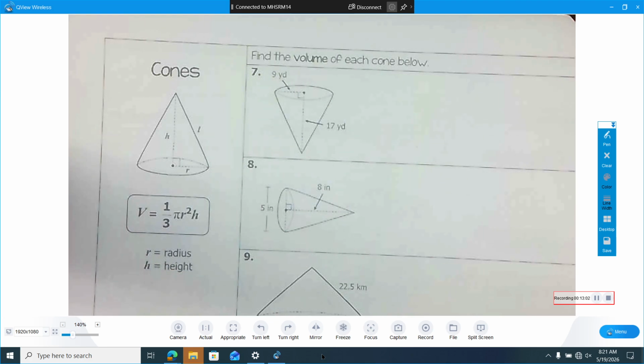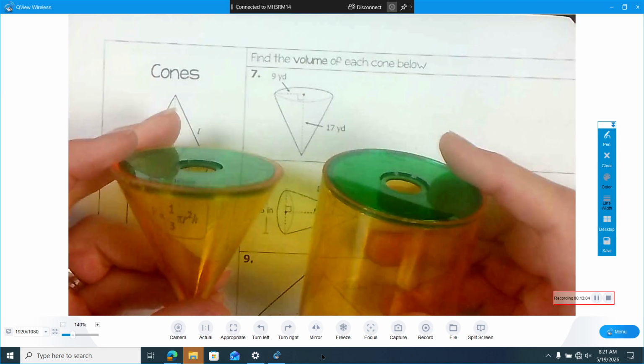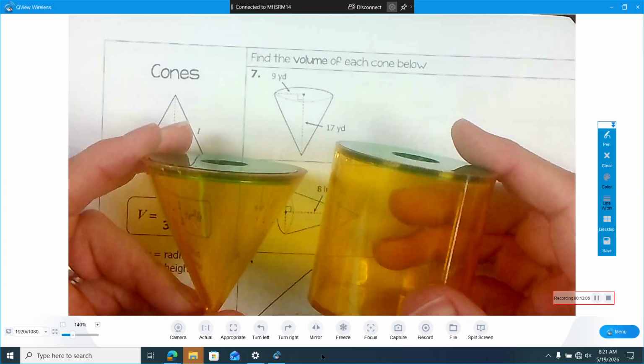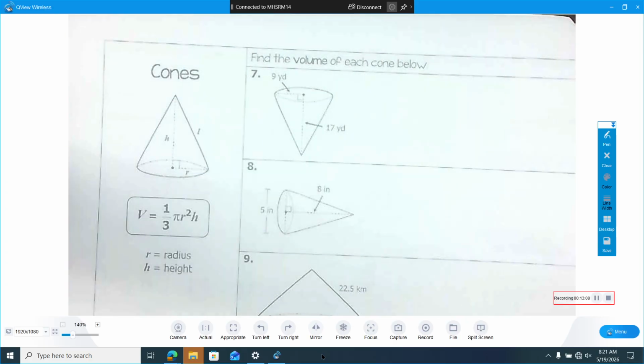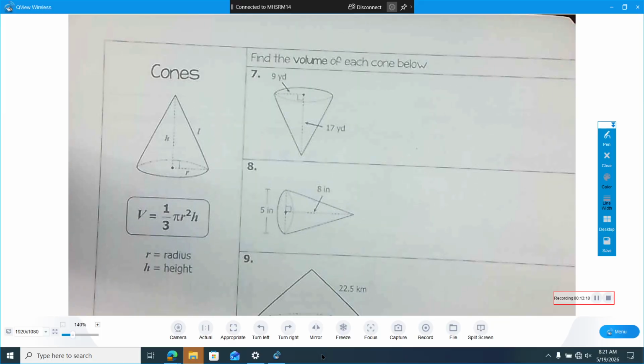So we want to know, if I fill up the cone with water, how many cones can I pour into the cylinder? What's your guess? 3. This is clearly smaller than the cylinder, so more of this should pour. So we're guessing 3 because of the formula. I meant to cover that formula up, but I forgot.